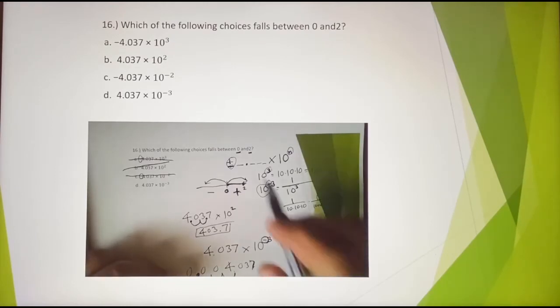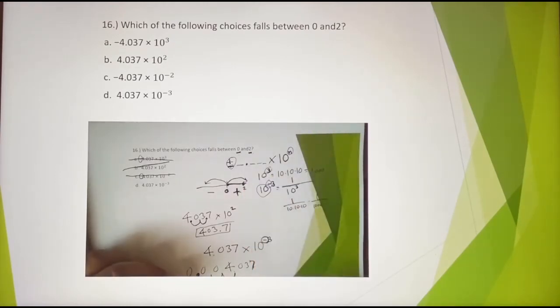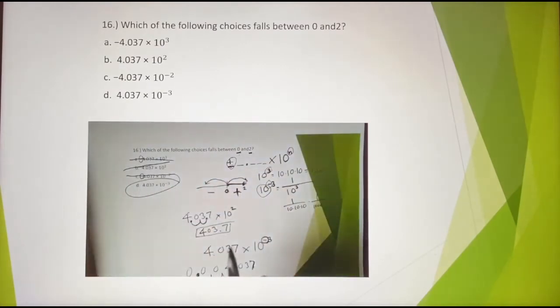Is this number between 0 and 2? Yes, it is. It's not even quite 1. It's above 0, though, so it is a positive number. So D is the correct answer.